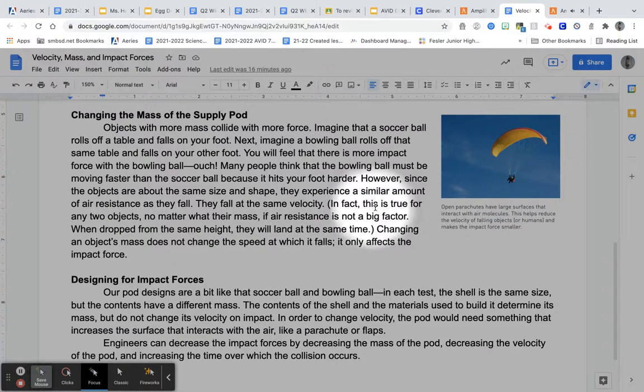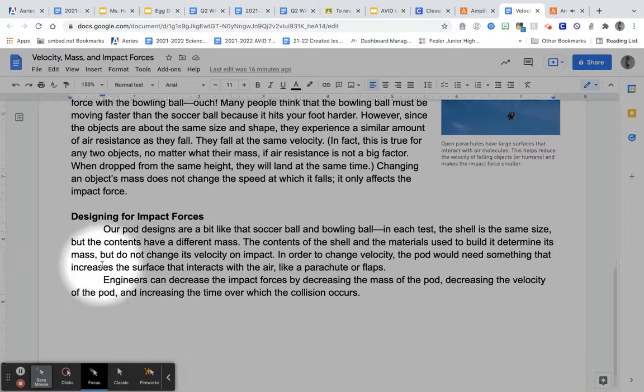In fact, this is true for any two objects, no matter what their mass, if air resistance is not a big factor. When dropped from the same height, they will land at the same time. Changing an object's mass does not change the speed at which it falls, it only affects the impact force.